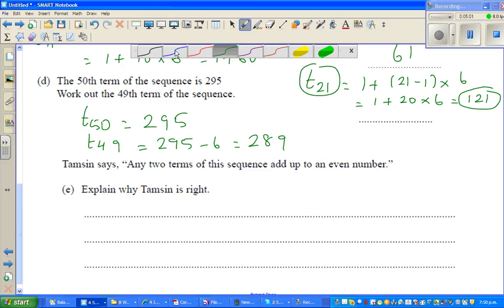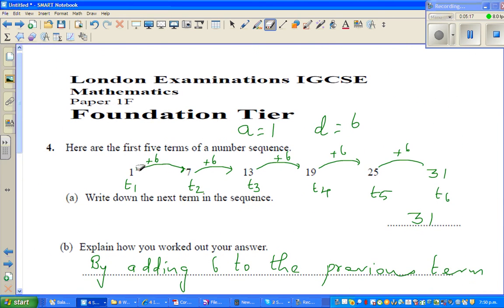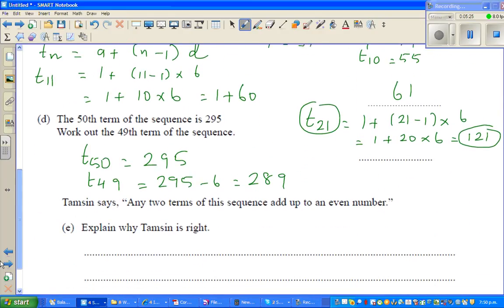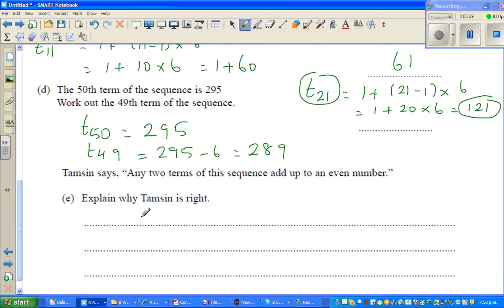If you take any two odd numbers, they will always add to an even number. Let me check with 5 and 7. 5 plus 7 is 12. That's even. Suppose you take 13 plus 3, it is 16. So if you take any two odd numbers and add them, it will always be even.